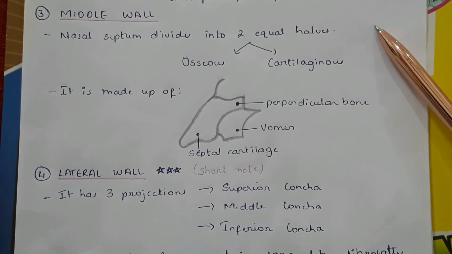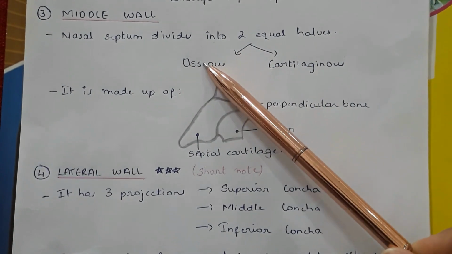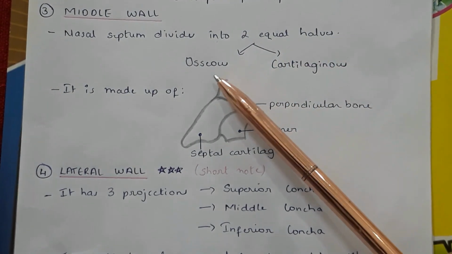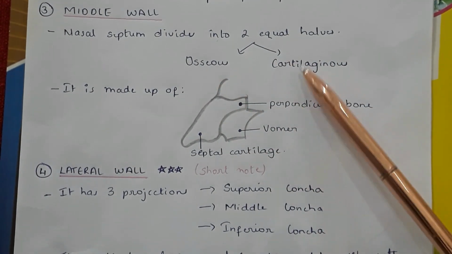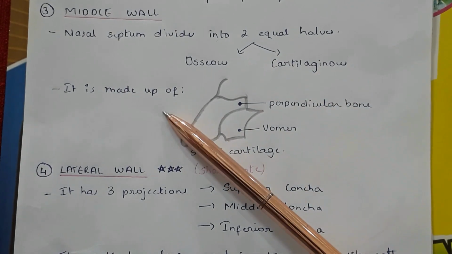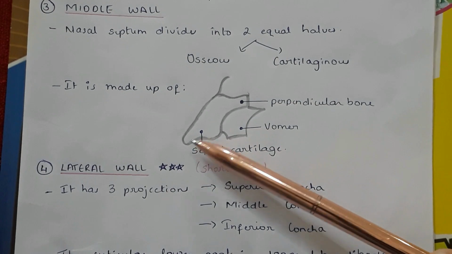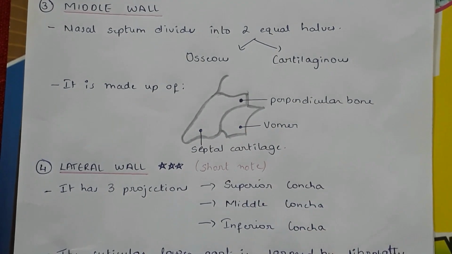The middle wall of the nose. The nasal septum divides it into two equal halves, that is, the osseous part and the cartilaginous part. It is made up of the perpendicular bone, the vomer, and the septal cartilage.